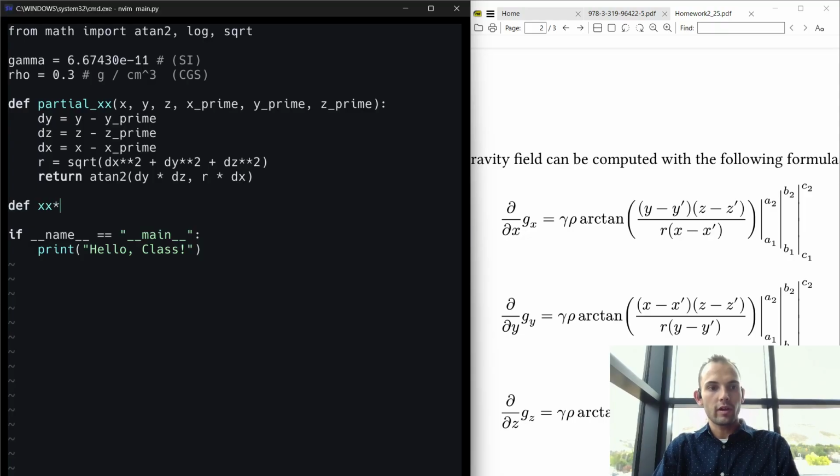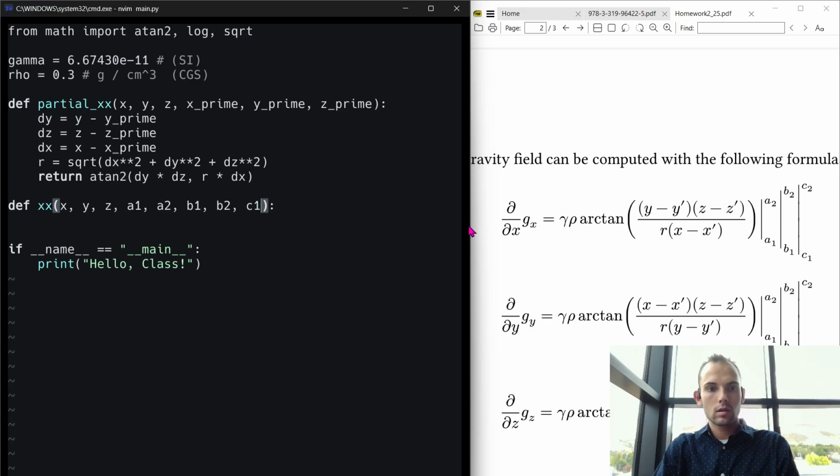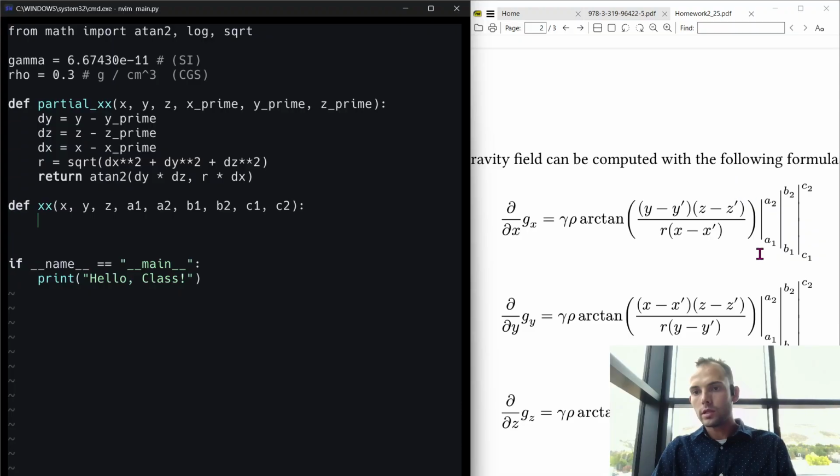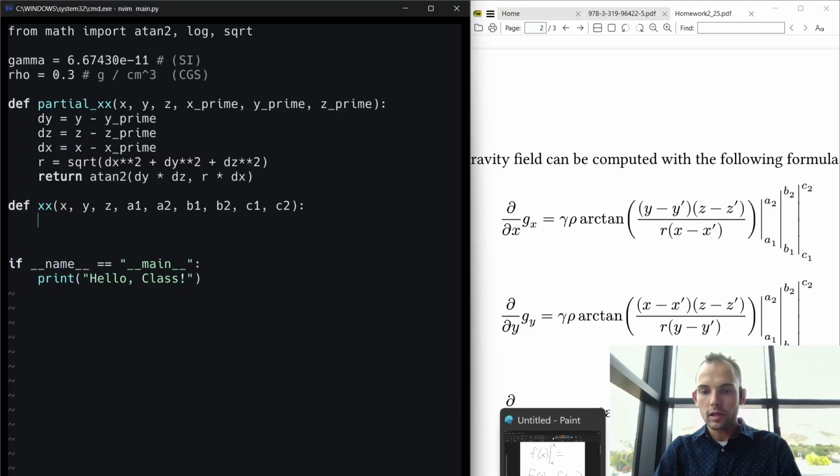Let's call this just XX, I guess. And I guess we need all these terms too, huh? Okay. And what this notation means, oh, I prepared this slide down here in Paint.